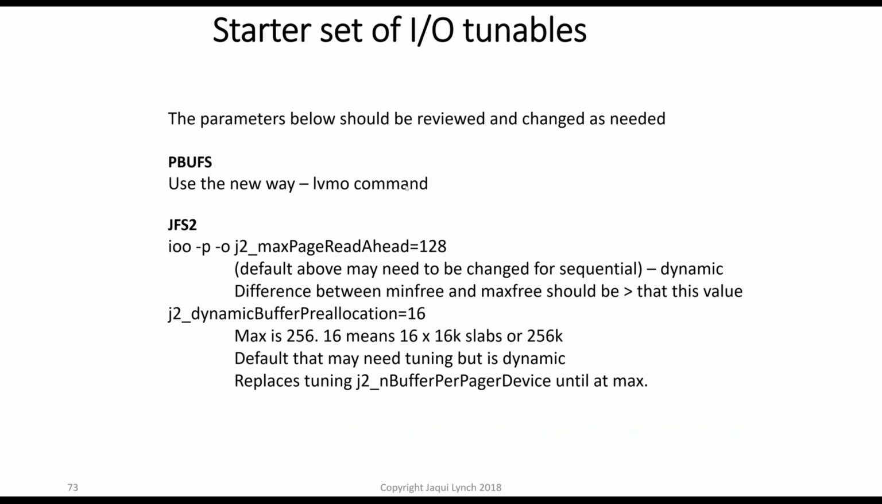And just a couple of other things on tunables. We talked about pbufs, and you need to use the LVMO command to change those. You may end up having to change j2_maxPageReadAhead. What that is: if I determine that a workload is sequential, how many pages ahead do I want to pre-read? And that gets turned on if you use stuff like concurrent IO, and then this is the new buffer tuning.